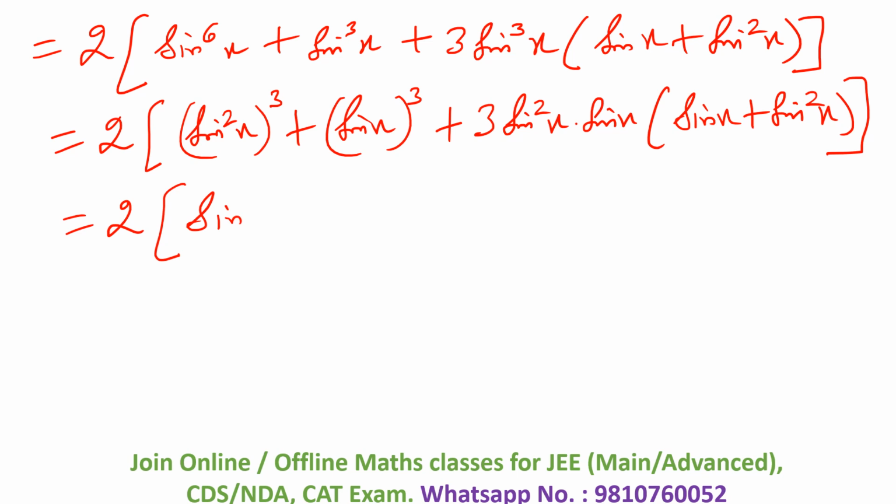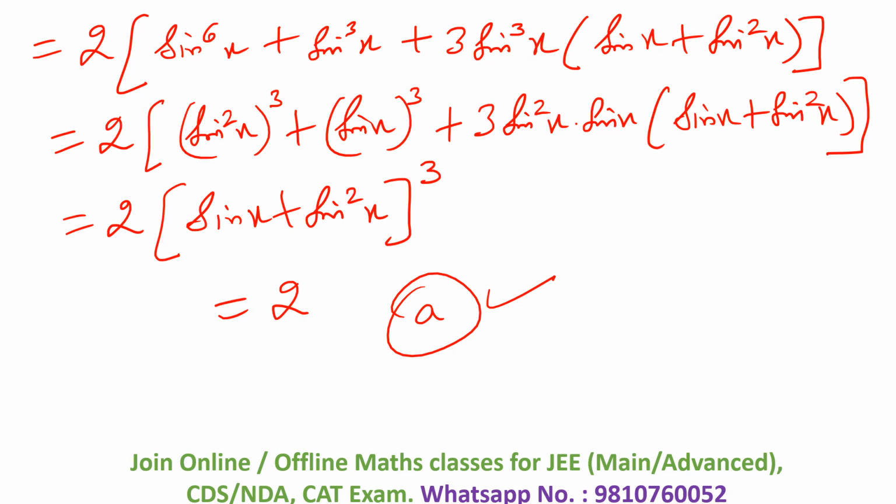So the expression becomes 2 times inside the bracket sin x plus sin square x, and it is the cube of this quantity. That is 2 times sin x plus sin square x whole cube. So we know that sin x plus sin square x is just 1. So the answer is just 2. So students, option A is the correct one. Now we move towards the next question.